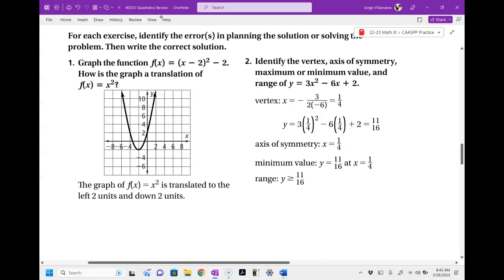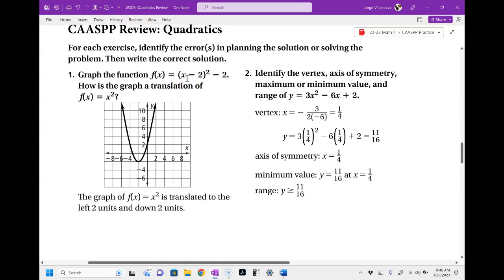So it says, for each exercise, identify the error in planning the solution or solving the problem, then write the correct solution. Okay? So for us, they want us to identify the error and then fix it. Question number 1 says, graph the function f of x equal to (x minus 2) squared minus 2. How is the graph a translation of f of x equal to x squared? So they want us to graph it, and then describe how you moved it.